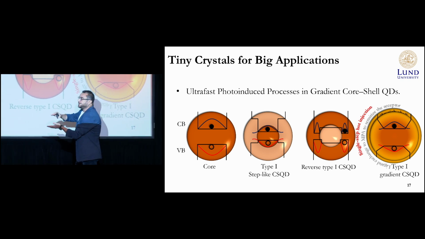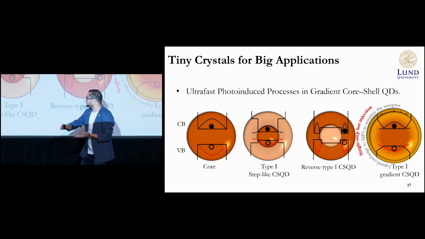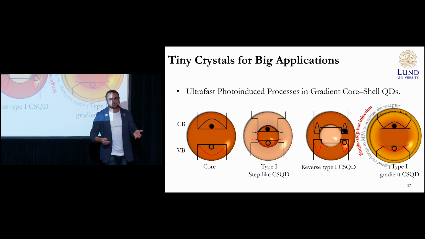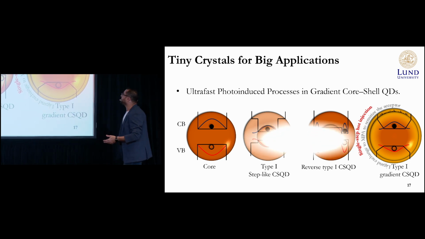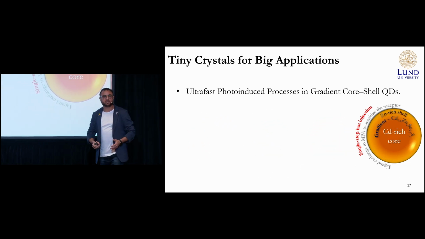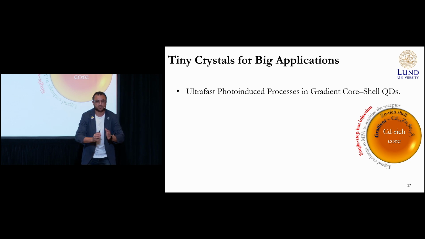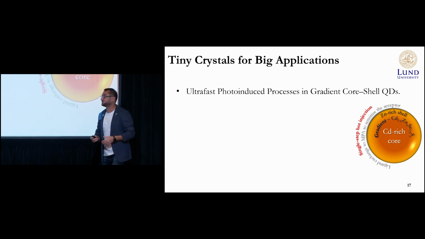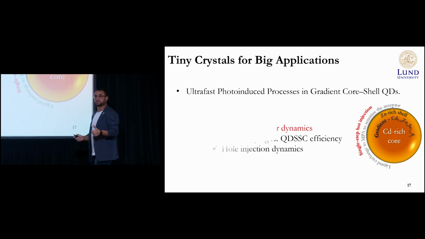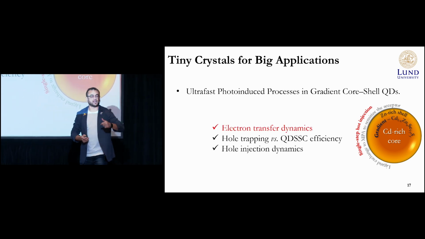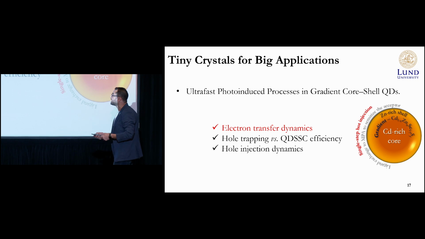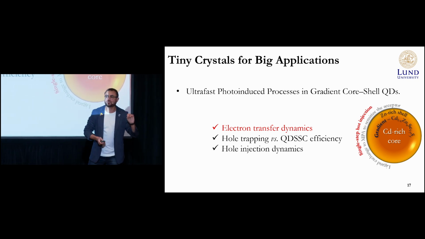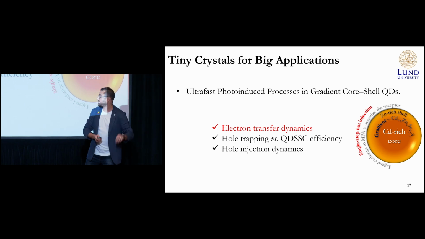So here, depending on the band gap of the core and the shell, you can design either type 1 or reverse type 1. And what we made new this time is what we call the gradient core-shell quantum dot, which means that the change from the core material to the shell material is smooth. So you don't create any interfacial trap states. And we managed to study the charge dynamics, the electron dynamics, hole dynamics, as well as how this kind of dynamics affect the performance in solar cells. All that was done by ultra-fast laser spectroscopy techniques.